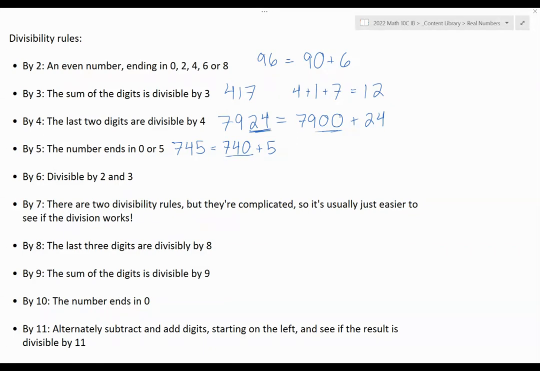Divisibility by 6 has to have divisibility by 2 and 3, and that is because 6 is simply 2 times 3. So to divide by 6, you could divide by 2 first and then divide by 3. So as long as your original number is divisible by both.